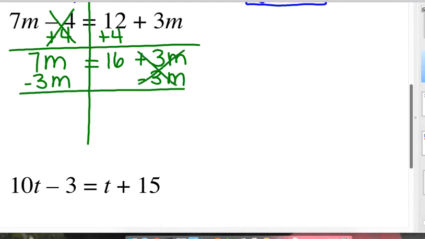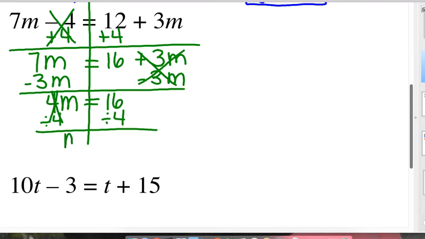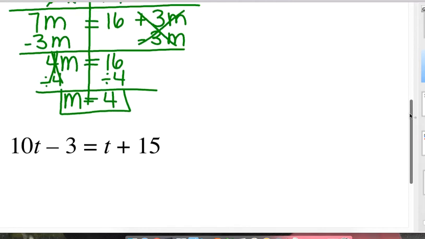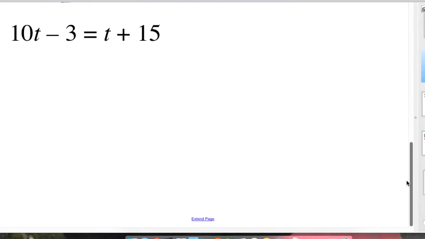There. Now it's gone. And on the left, 7m minus 3m would give you 4m equals 16. Now isolate the variable, break that 4 off using division. The 4s are gone. m equals 16 divided by 4 is 4. Multi-step equations. There's a lot going on in these things, but you just have to take it step by step. Don't get ahead of yourself and don't get overwhelmed just by the look of an equation.